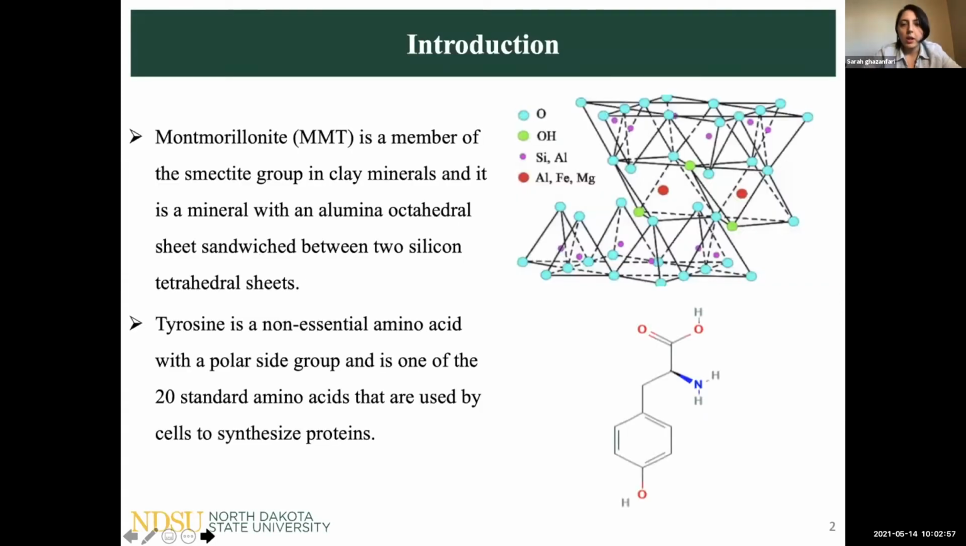For the introduction, I'm going to talk about Montmorillonite and tyrosine and introduce them. Montmorillonite is a member of the smectite group in the clay minerals, and it consists of one aluminum octahedral sheet sandwiched between 2 silica tetrahedral sheets. Tyrosine is a non-essential amino acid with a polar side group and is one of the 20 standard amino acids that are used by the cells to synthesize proteins.